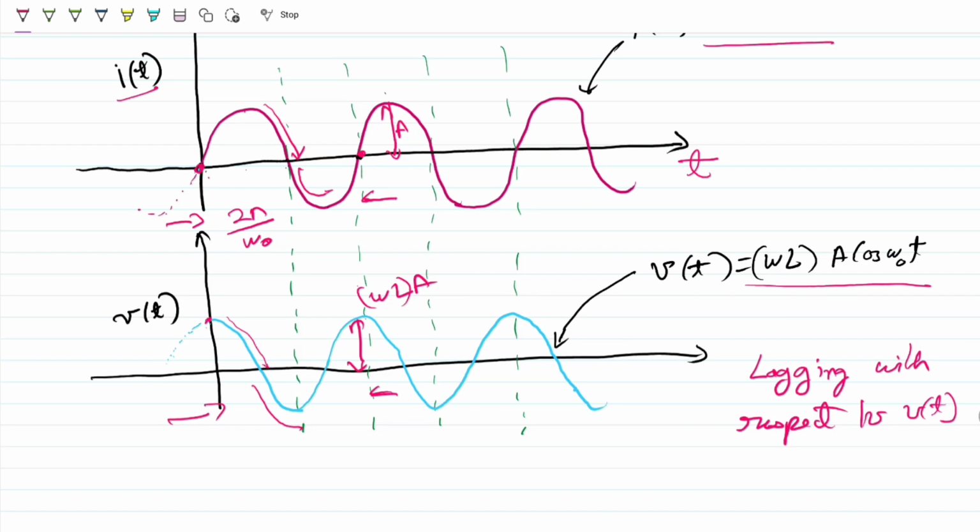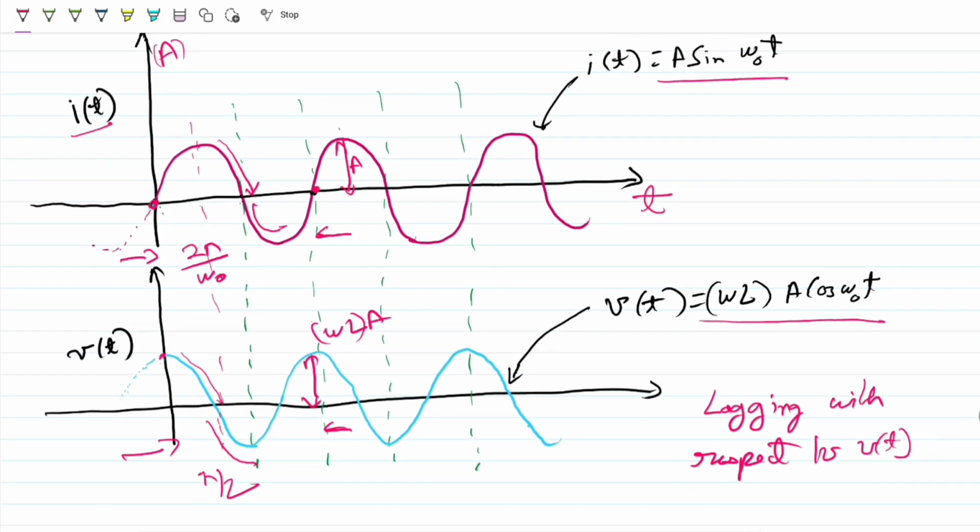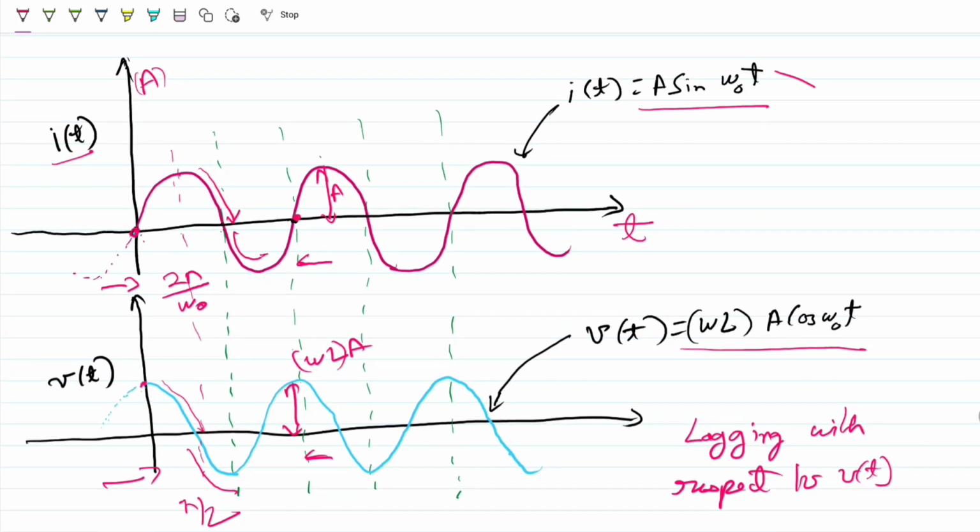In terms of value, you would see that the current lags by 90 degrees in phase. If this x-axis was the phase of a sinusoidal signal, this angle here would be pi by 2, where cos becomes 0 and sine is at peak. So the current lags by pi by 2, and that's what this relation between sine and cos of omega naught t shows: the current lags behind the voltage by 90 degrees.